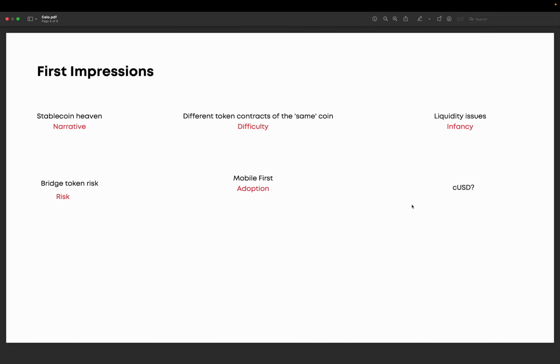So that's cool. Now, the different token contracts of the same coin. That was the issue I had when bridging over from multi-chain compared to Optics. I received USDC in both instances, but there were two different variations of USDC, which, if you're not aware, you may think your funds are lost because no DEX recognizes it. So you need to be a bit more experienced, I think, at the moment.